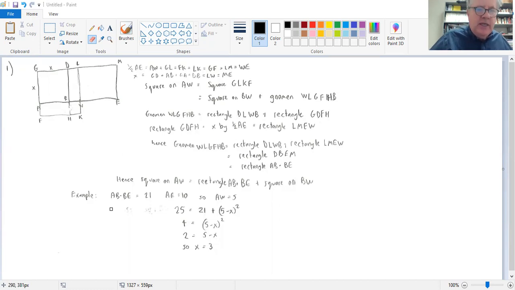So if we take the example of x squared plus 21 equals 10 roots, that means AB times BE equals 21 and AE equals 10. So half of 10 is 5, that's AW. So we have the square on AW, which is 25, equals 21 plus that square on BW, which is 5 minus x squared. So that means 4 equals 5 minus x squared, 2 equals 5 minus x. So x equals 3.